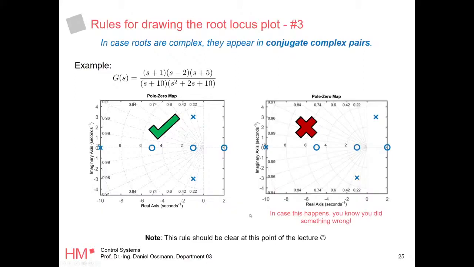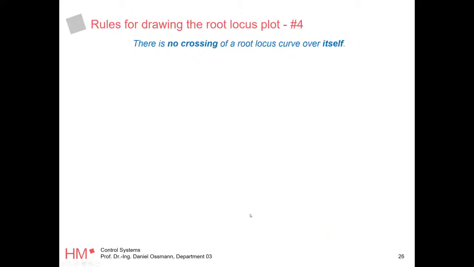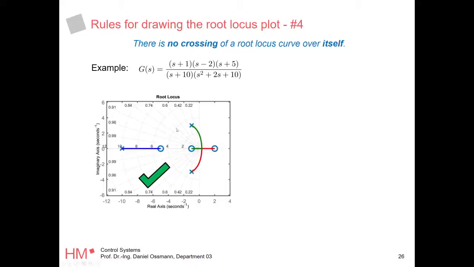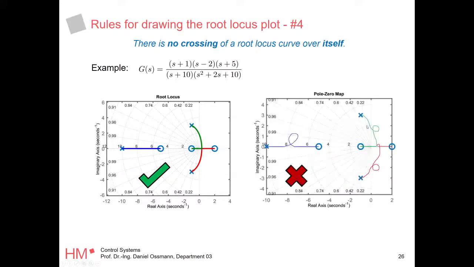Rule number 4. There is no crossing of a root locus curve over itself, right? So let's take that example from before with the 3 poles and 3 zeros. We said, okay, this is how it looks like. They can cross over each other, right? This is okay, but they never can cross over itself or themselves, right? So the green line crosses here over itself.